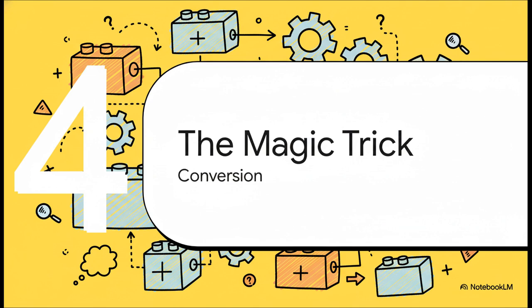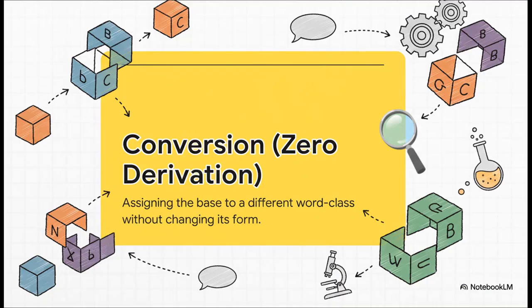Okay, now for what I think is a real magic trick. What if I told you English can create a brand new word without adding anything, without changing the spelling, without doing anything at all to how it looks? This amazing process is called conversion. Some people call it zero derivation, which is a cool name because it's like we're deriving a new word, but by adding nothing, a zero affix.